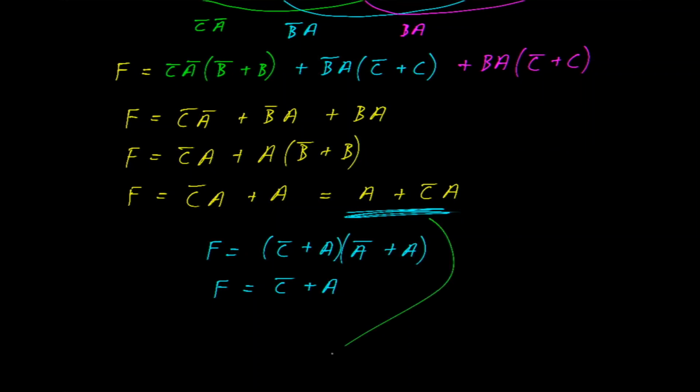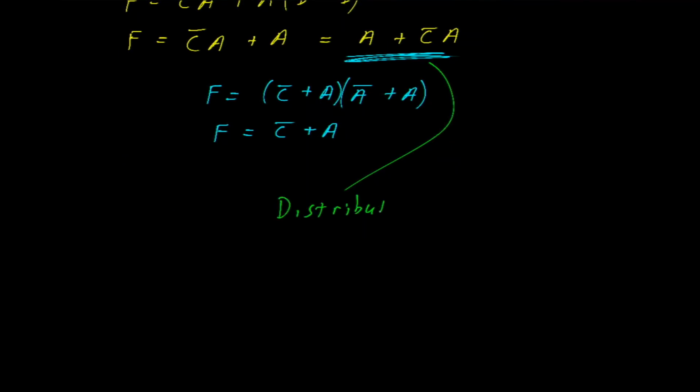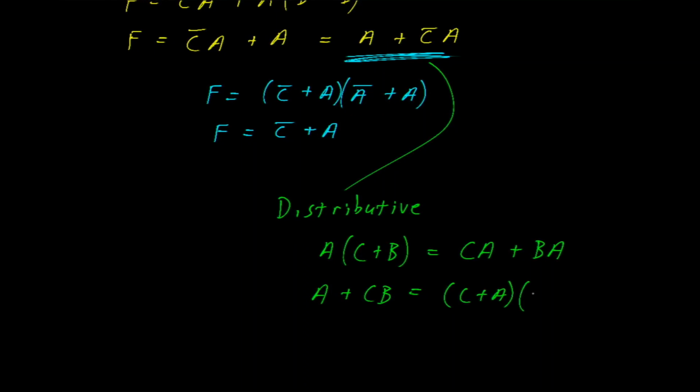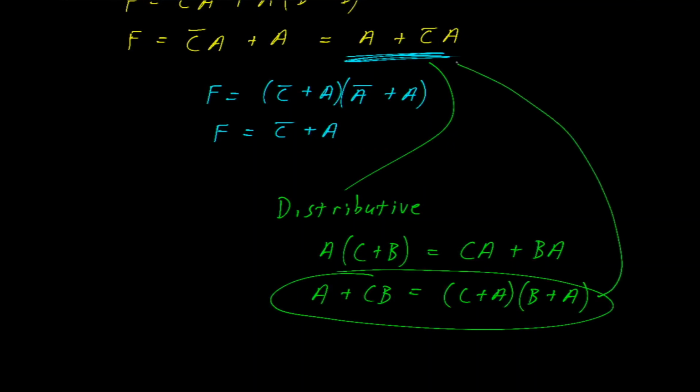Once again, this is that pesky distributive property. Remember, there's two of them. We have one that says A ANDed with C or B yields CA or BA, where you essentially FOIL. The other property, the tricky property that your author spoke about, says that A or CB is equal to C or A ANDed with B or A. And it's this distributive property that we used up here.